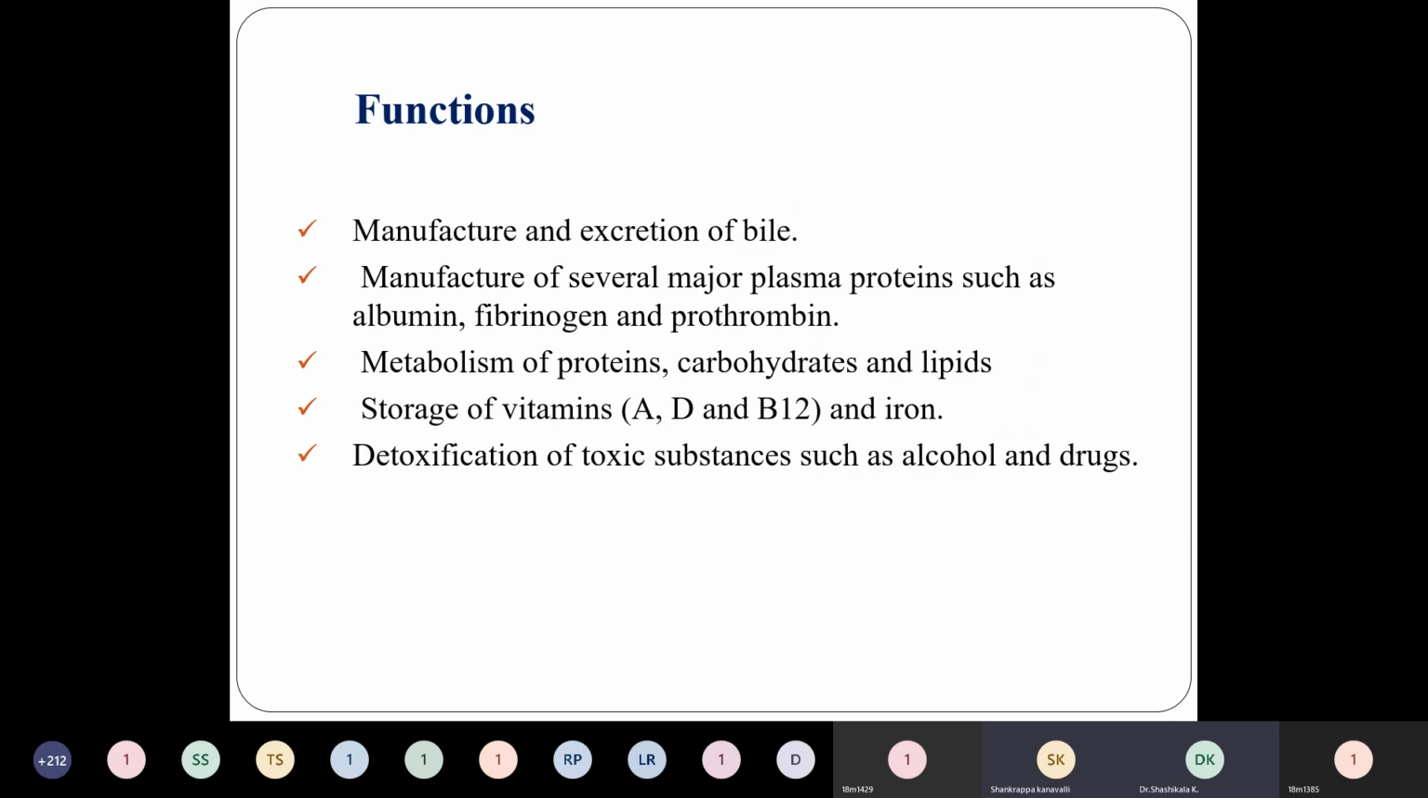Coming to the functions of the liver, it manufactures and excretes bile, and manufactures several major plasma proteins like albumin, fibrinogen, and prothrombin. It helps in the metabolism of proteins, carbohydrates, and lipids, and helps in the storage of vitamins like A, D, and B12, and iron. The main important function is the detoxification of toxic substances like alcohol and drugs.